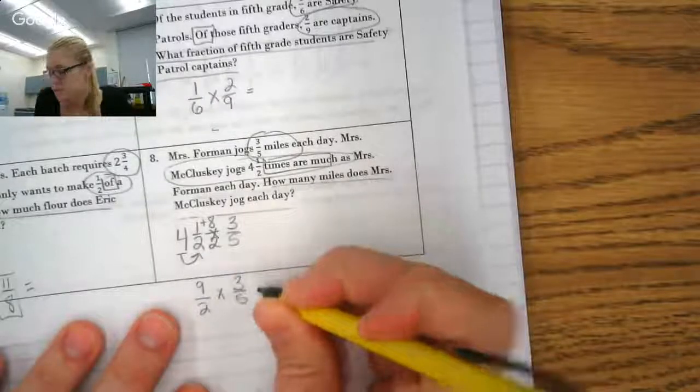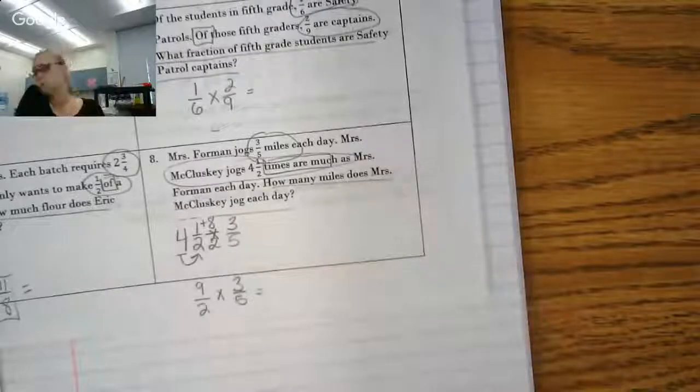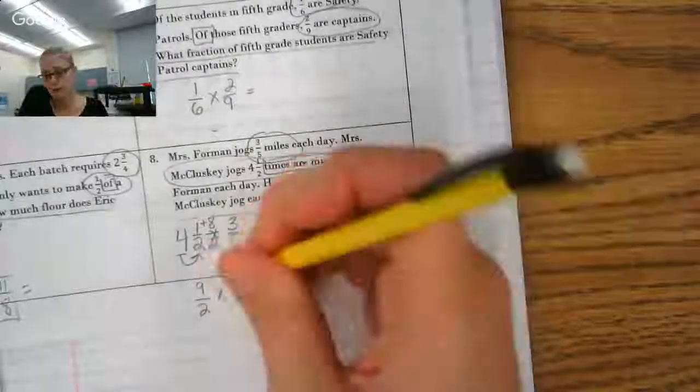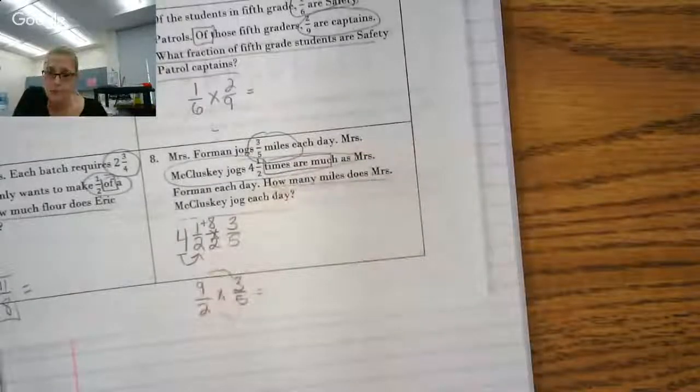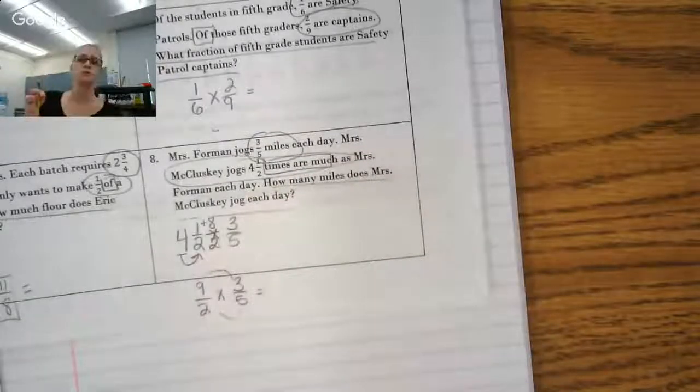3/5. I'm not going to do this for you. You can totally do this. You can totally multiply your numerator times your numerator, denominator times your denominator. You are going to end up with a fraction greater than 1, so I want you to take that fraction greater than 1 and regroup it into a mixed number.